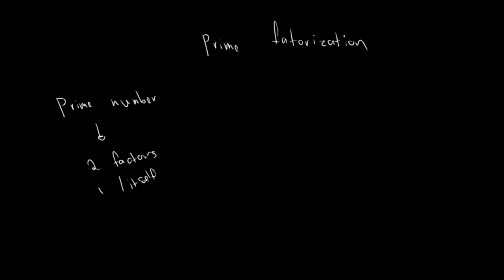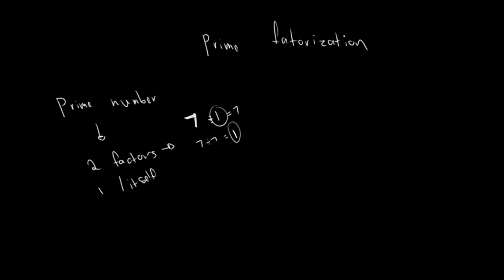So what does this mean, two factors? Well, let's take the number 7, for example. You can divide 1 into 7, which gives me 7. You can also divide 7 into 7, which is 1. So only 1 and itself can divide into this value.